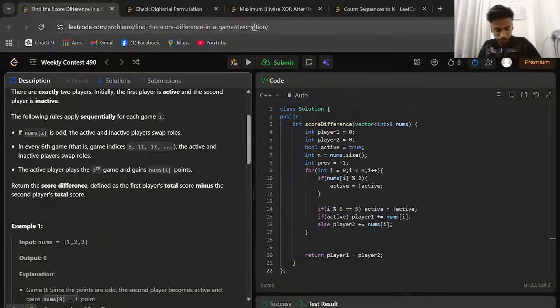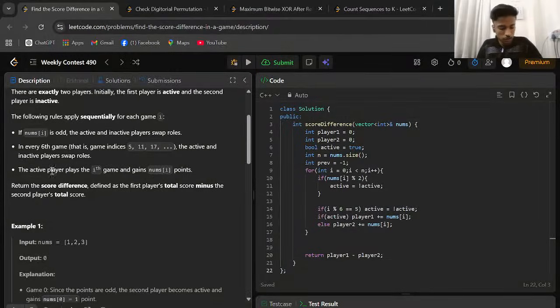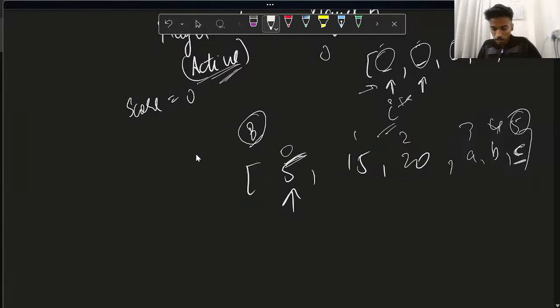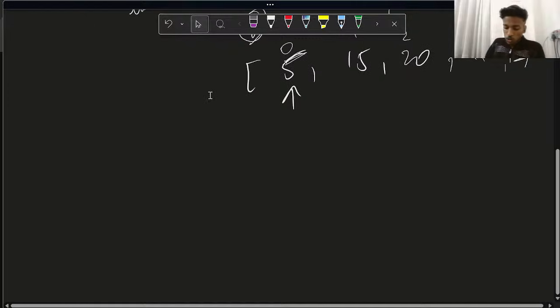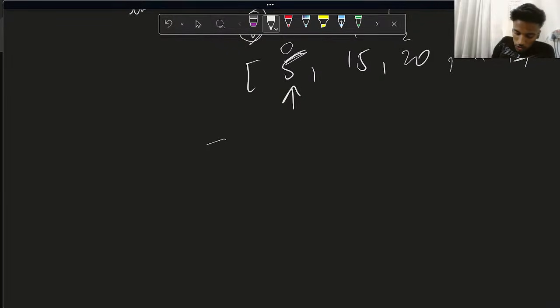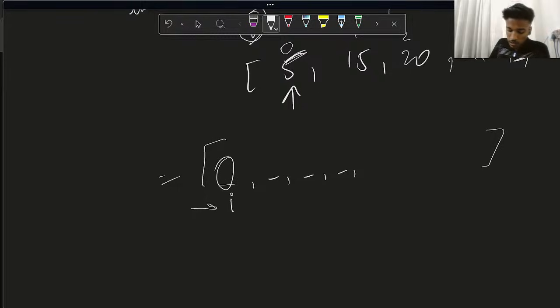And what is the third rule? Whoever the active player is, he will play the ith game and gain nums of i points. You have to process these rules sequentially. This is a basic question. We will go over the array in increasing order, index wise. First of all, we check if the value at the ith index is odd. If it is odd, then simply swap the active status.